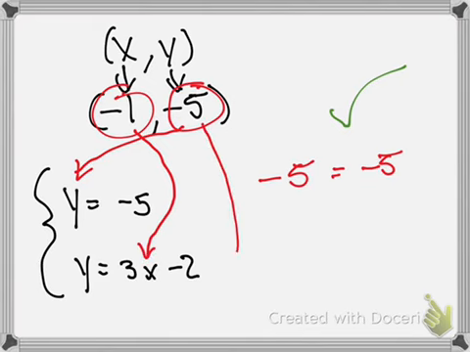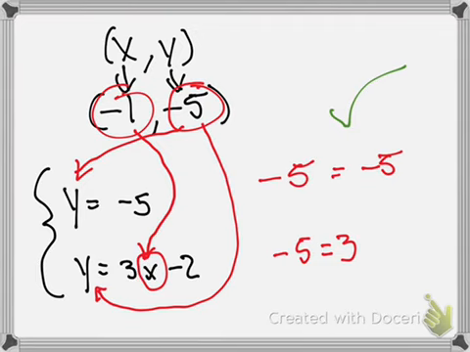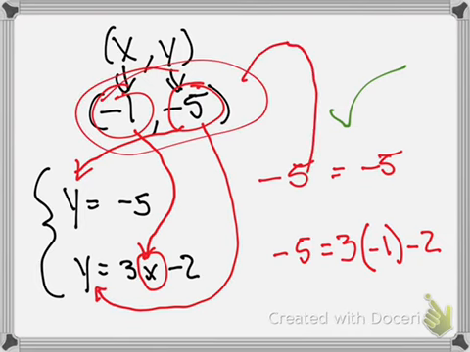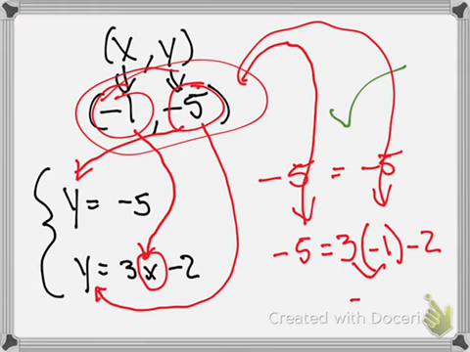All right, and now I'm going to take my x and plug it in here, and take this -5 and plug it in there. So I'm going to have -5 equals 3 times, and instead of an x, remember I'm putting in a -1, so 3 times -1 minus 2. So I just plugged in these guys here and here. Now I need to do this. 3 times -1 is -3. Minus 2 equals -5.